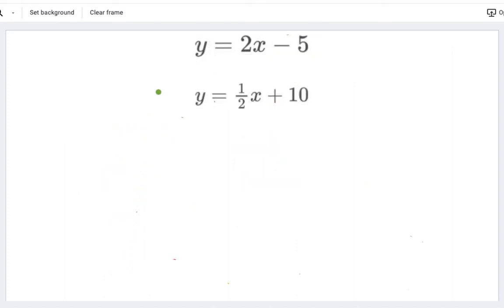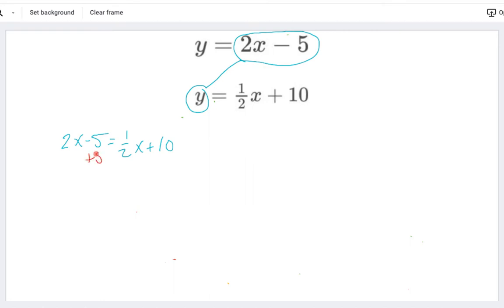In this case, we have two lines in slope-intercept form. So this means if this y is 2x minus 5, that means this y here is also 2x minus 5. So when we write the equation out, we have 2x minus 5 equals 1/2 x plus 10. Now it's simply a matter of solving an equation with the variable on both sides.